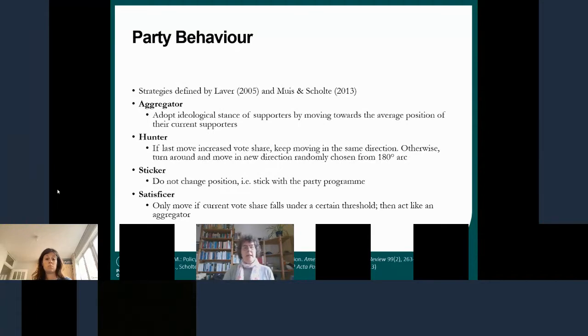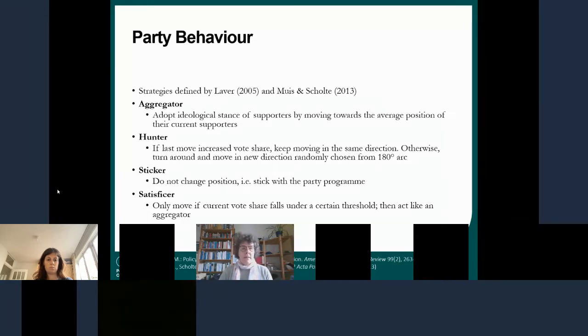For party behavior, we use strategies that are defined by Michael Laver and then in another paper by Maus and Scholte. There is quite a long list of possible strategies. In the model implemented, we have the aggregator strategy, where a party adopts the ideological stance of their supporters by moving towards the average position of their current supporters.